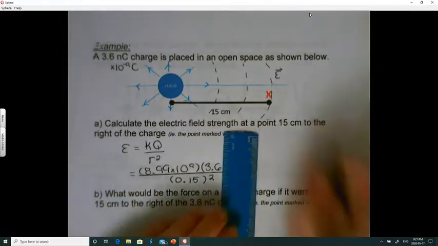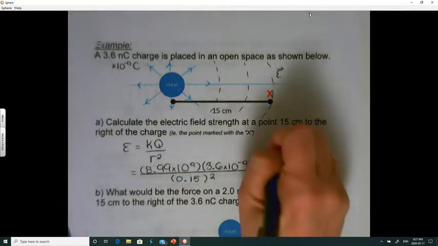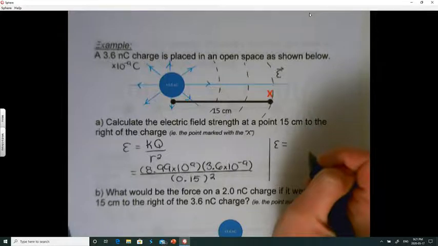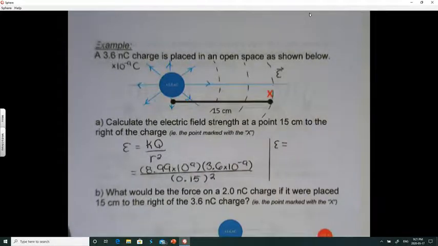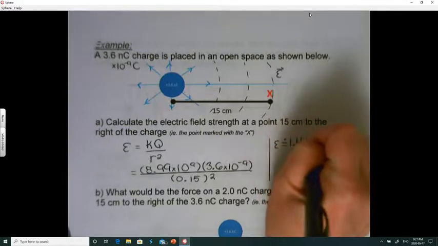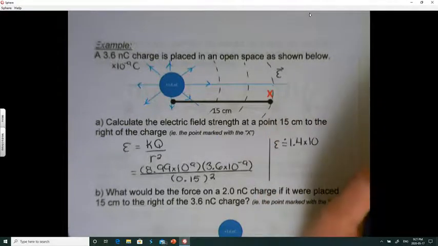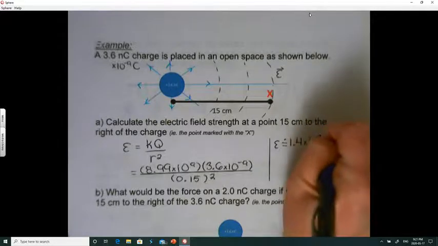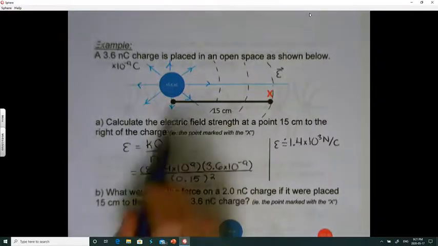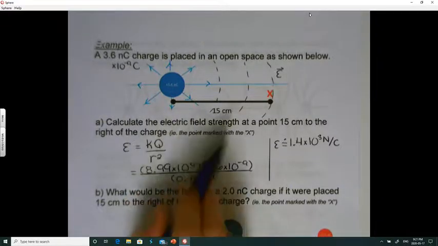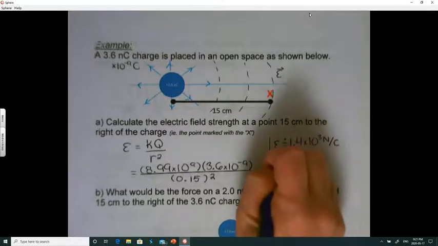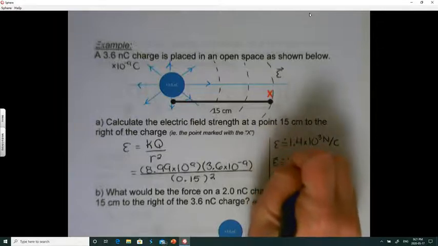Okay, and then just off to the side here, we'll figure out what epsilon is. So we're going to get about 1.4 times 10 to the 3 newtons per coulomb. Now, if the question is worded this way, and it just says to calculate the electric field strength, it doesn't specify the magnitude only, you want to make sure you give that electric field strength with a direction.